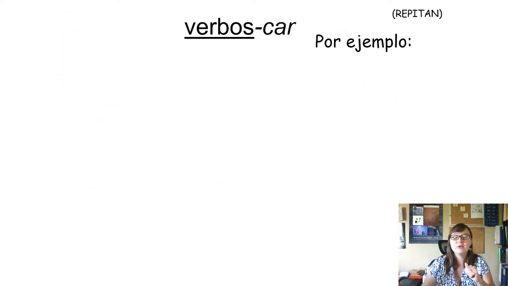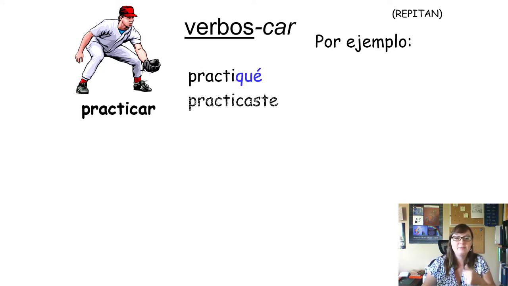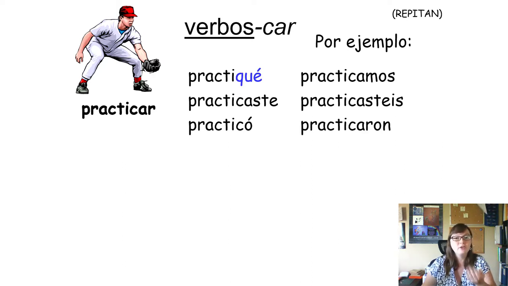All right, so let's see one of the -car verbs. For example, we have practicar, to practice. What do you need to do? You need to practice. In the past tense, yo practiqué, I practiced. Tú practicaste, you practiced. Él practicó, he practiced. Nosotros practicamos, we practiced. Vosotros practicasteis, y'all practiced. Y ustedes practicaron, y'all practiced.